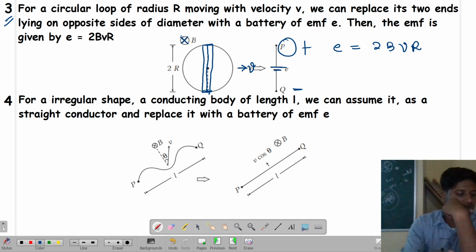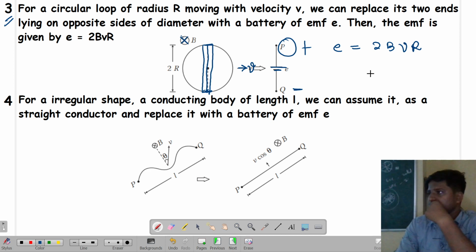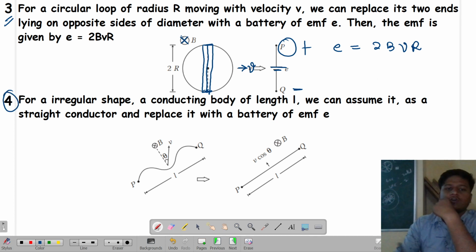Got it or not? Can I move ahead? Move to point number 4.